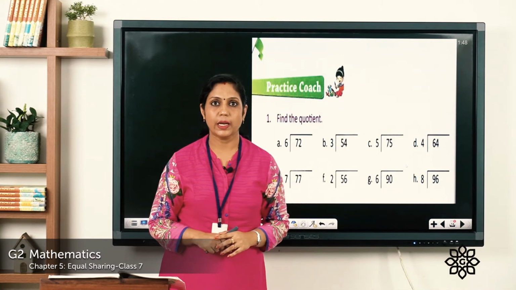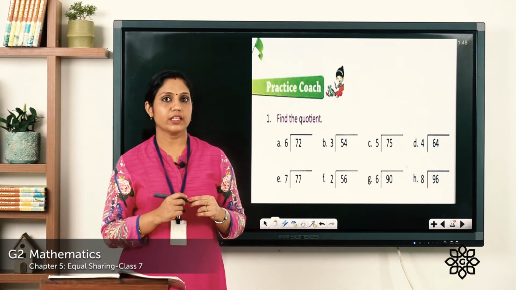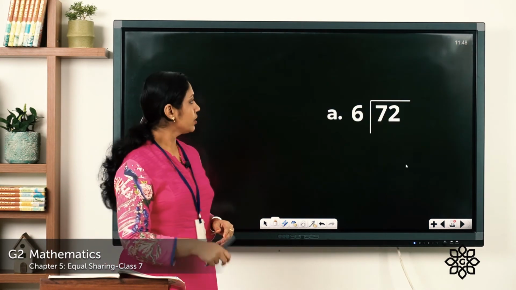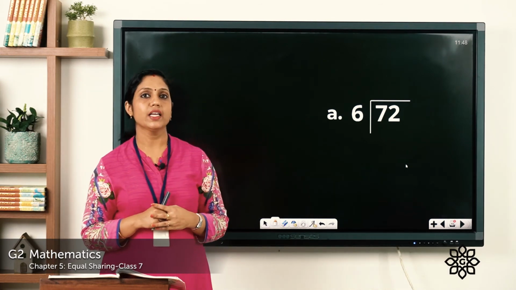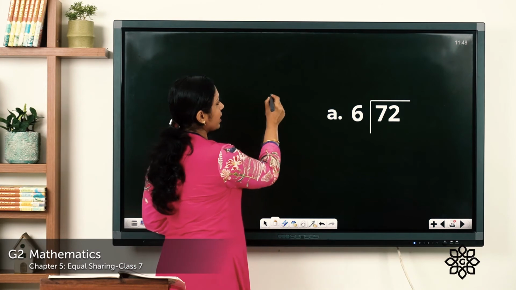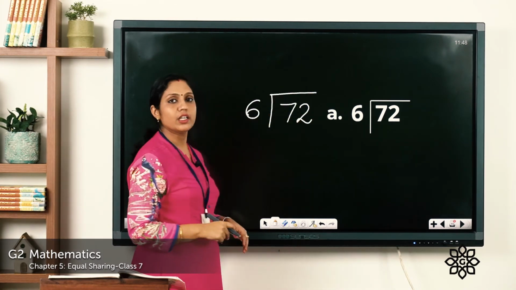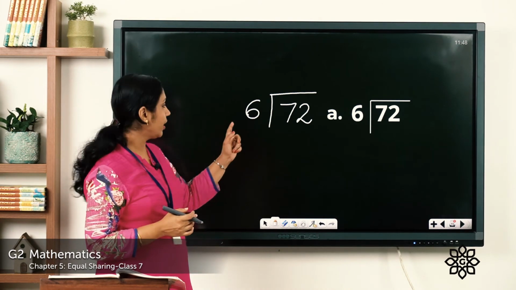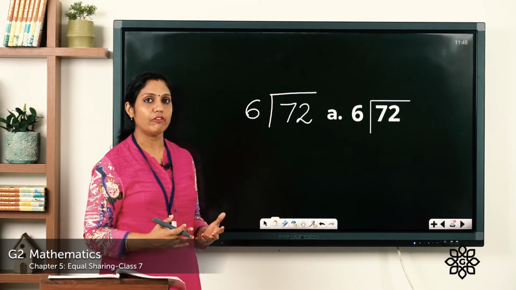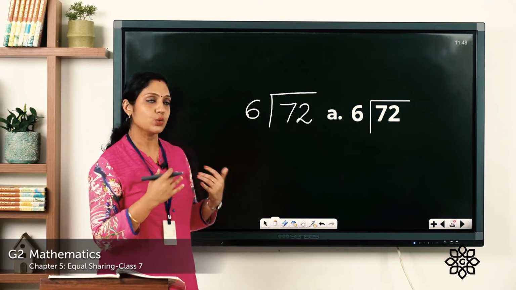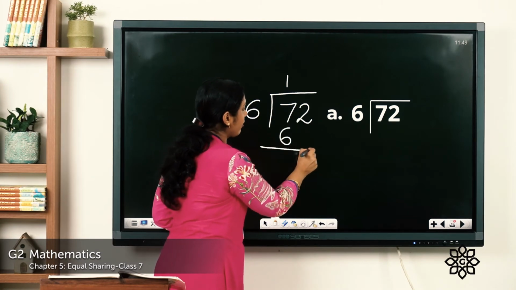So in your textbook, page number 72, you have the practice coach. So now let's check. A, 72 divided by 6. So for doing this, 72 inside and 6 outside. So which table do we have to check? The table of 6. So 6 ones are 6, 6 twos are 12. Which one should we take? 6 ones are 6. 1 on top, 6 under 7.